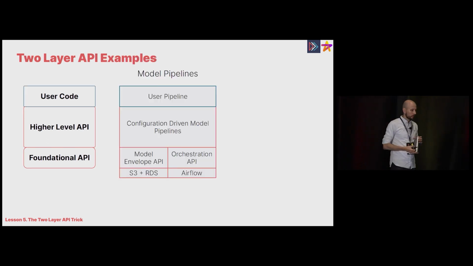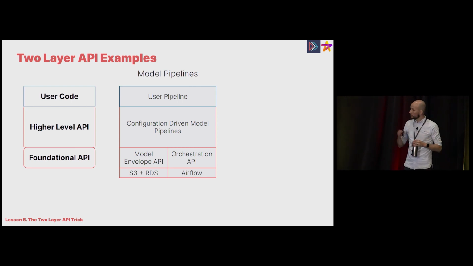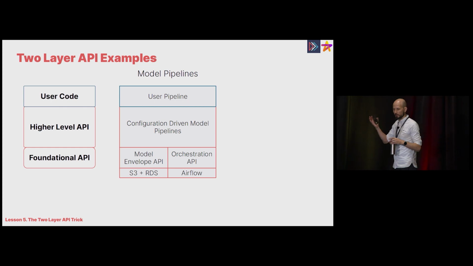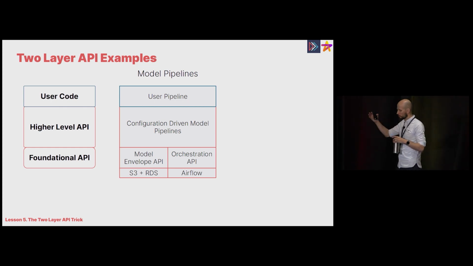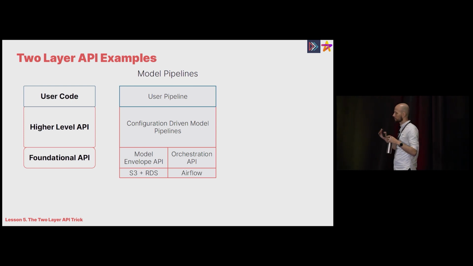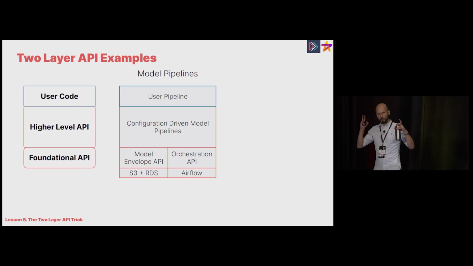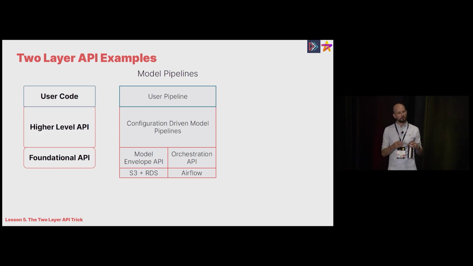So at Stitch Fix, just to give an example, we built a configuration-driven model pipeline. The story behind this is we actually inherited it, we adopted it from another team and made it more general. Effectively, the principle of how we designed the system is that the configuration-driven model pipeline was our high-level API. That was built on top of two primitives: what we call the model envelope, which was just a wrapper around S3 and RDS for serializing models, and also a wrapper API around Airflow for creating pipelines.